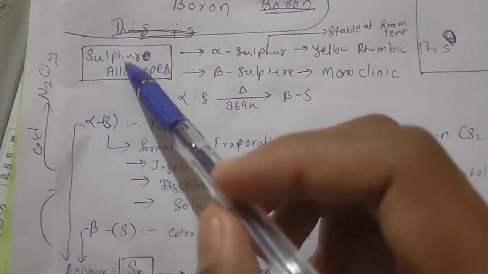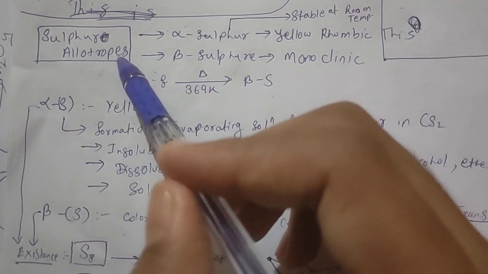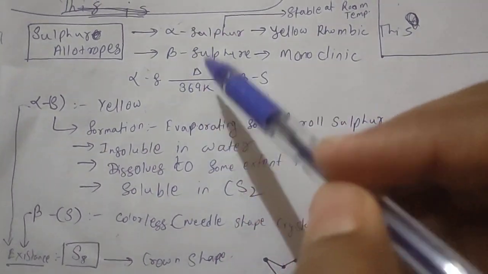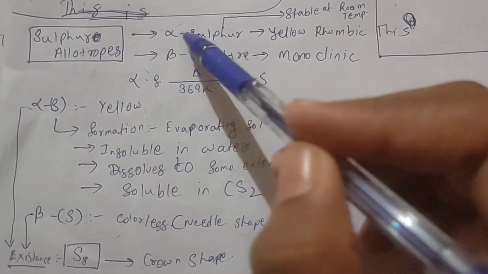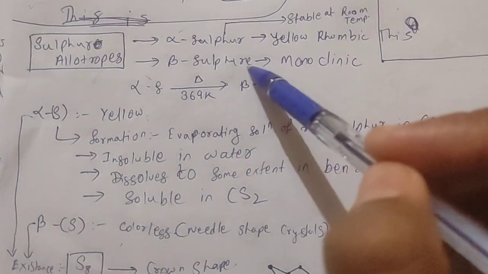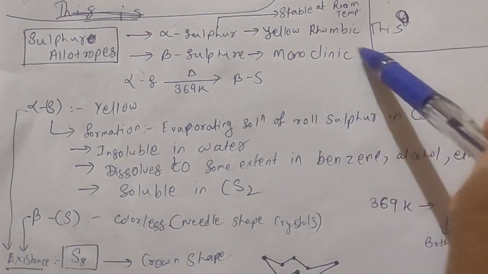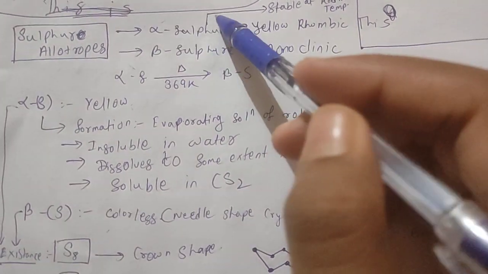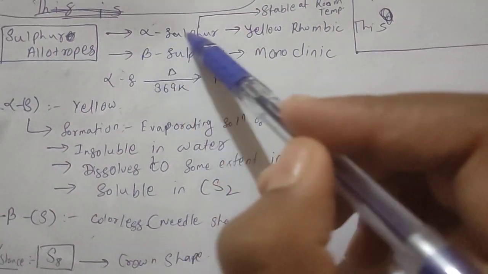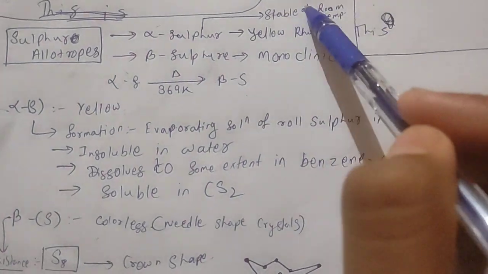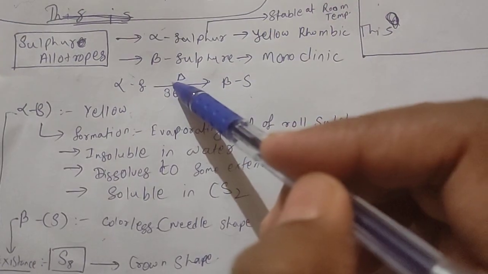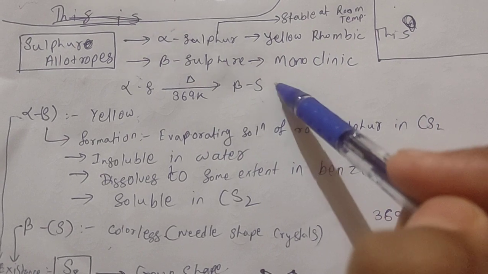Now sulfur. So first it is allotropes of sulfur. There are two allotropes: alpha sulfur, beta sulfur. Alpha sulfur is yellow rhombic. Beta sulfur is monoclinic structure. Just remember this. And the alpha sulfur is stable at room temperature, and at 369 Kelvin transforms into beta sulfur.